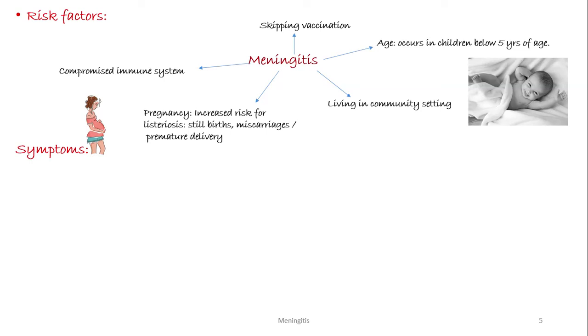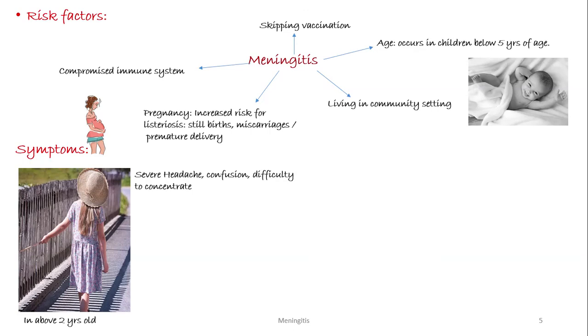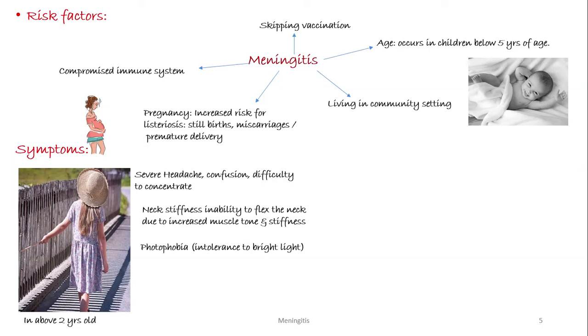The symptoms can be divided based on the age of the child. When the child is above the age of 2 years, the child will show symptoms such as severe headache, confusion, and difficulty concentrating. Also the child will experience stiffness in the neck, inability to flex the neck due to increased muscle tone and stiffness. The child will also suffer from photophobia, which is intolerance to bright light. Also the child is going to suffer from phonophobia, which is intolerance to loud noise.